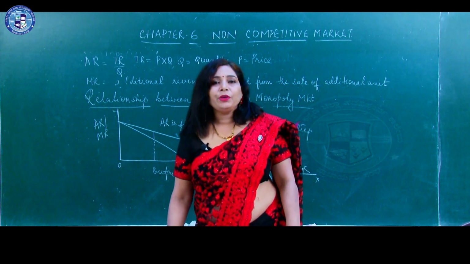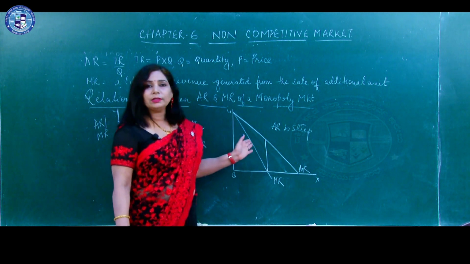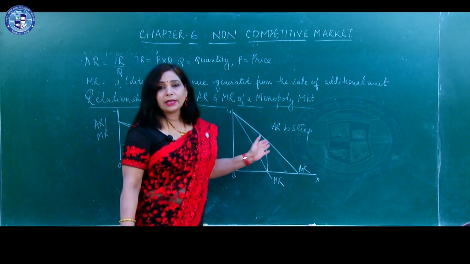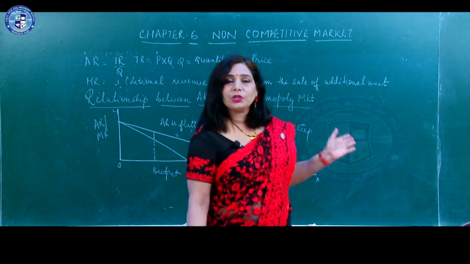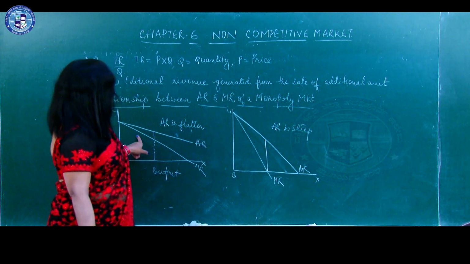So, average revenue and marginal revenue are the two curves that I have drawn here on the blackboard, as you can see. Now, what is the difference that we can see in these two diagrams? Let us try to understand. Here I have drawn the average revenue curve.